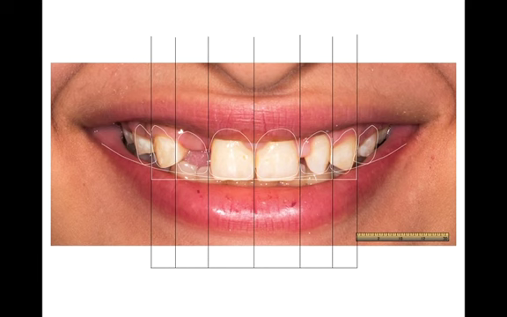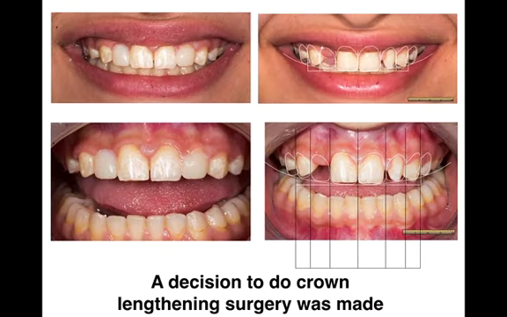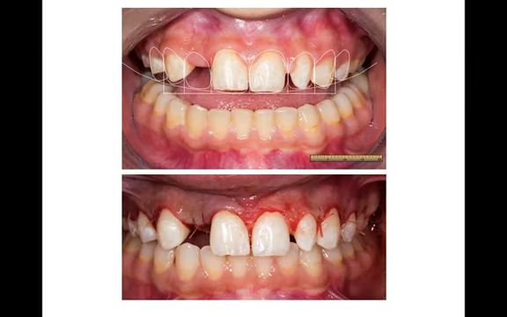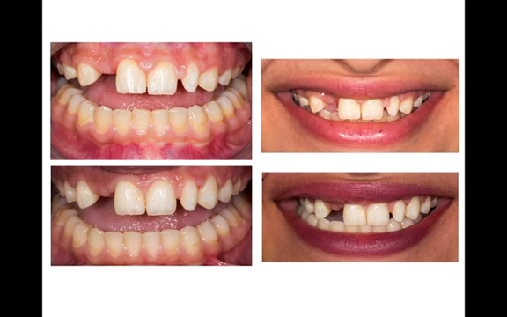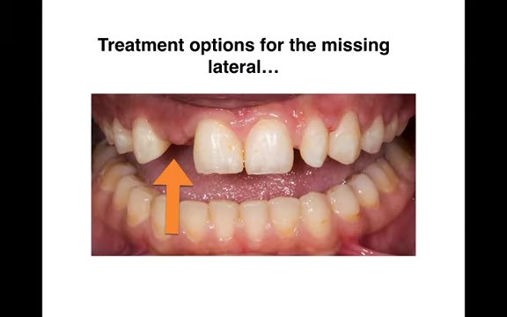Then a TSD and crown lengthening surgery is planned, and the patient then went for a crown lengthening surgery. As you can see, this is before and after the crown lengthening surgery. Now we waited for the crown lengthening surgery to heal, and now the patient is ready for the treatment.